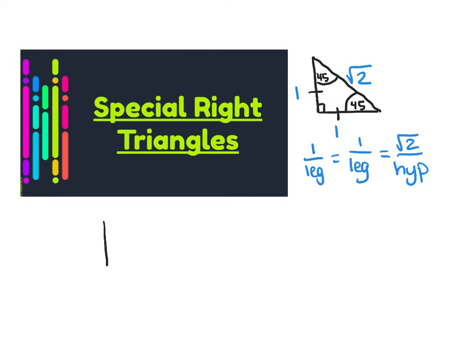The other special right is a 30, 60, 90. And again, they're special because every single 30, 60, 90 that ever occurs will follow these ratios. Okay, so you'd have to be given the 30 or the 60 to know that it's a 30, 60, 90. And for these, the shortest side is always across from the 30 and it gets a 1. Next to the 30 is a root 3. And then in between 30 and 60, we have a 2 as our label.